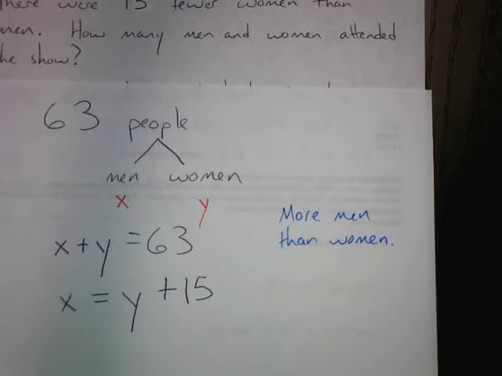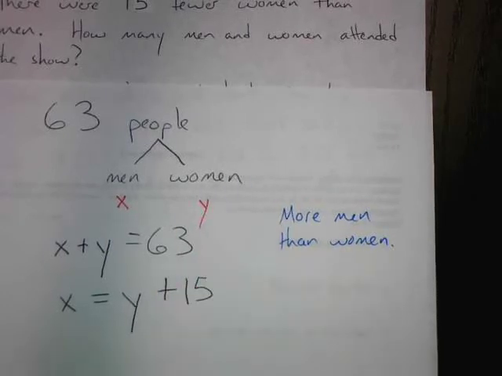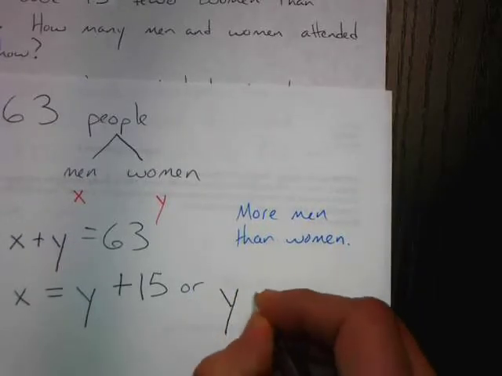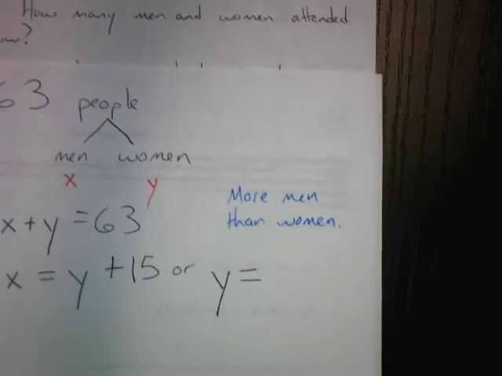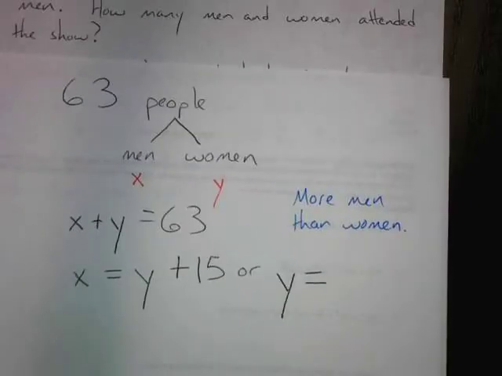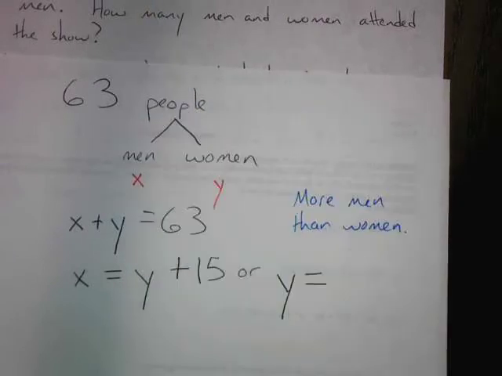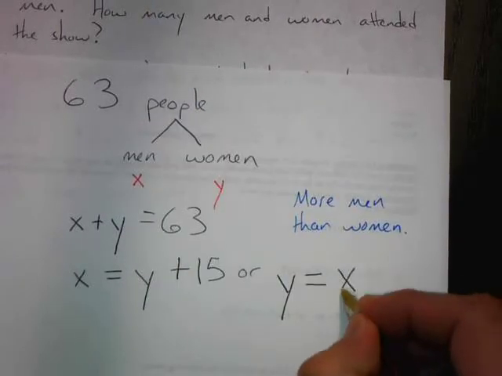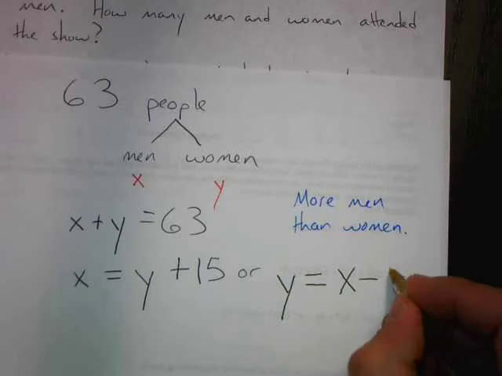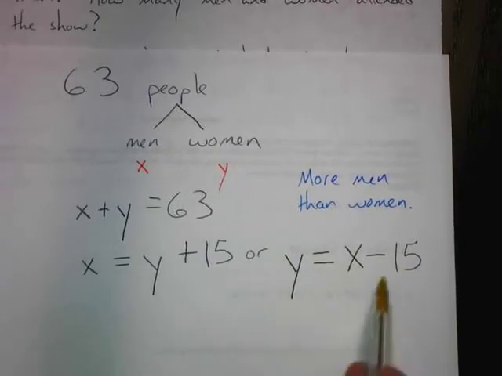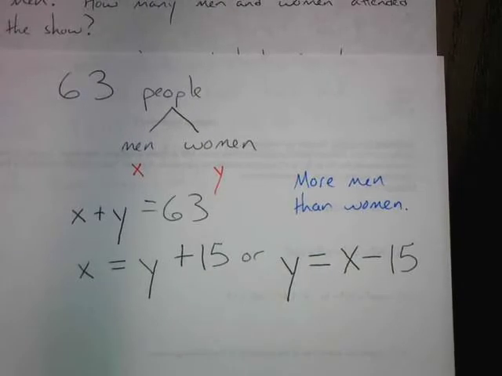Now there's another way to write this second equation. What if I was thinking more about the women? What if I want to say the number of women equates to something? There were 15 fewer women than men. That means if I took the number of men and subtracted 15, I would get the number of women. So that's also another equation we could use.